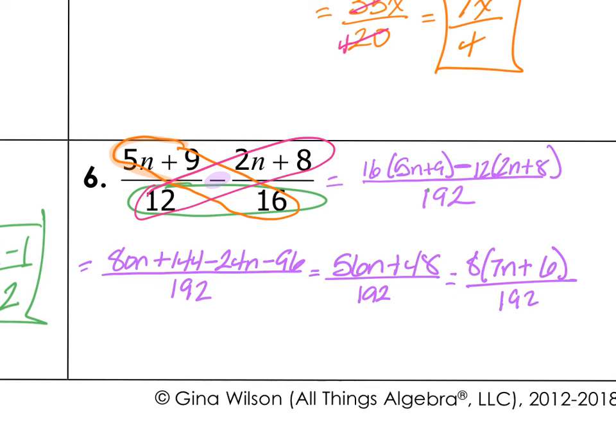192. I bet 8 goes into 192. 24 times. So 8 goes into 8 one time, into 192 24 times. So my answer is 7n plus 6 all over 24. Okay, so that one was a little harder, but there you go.